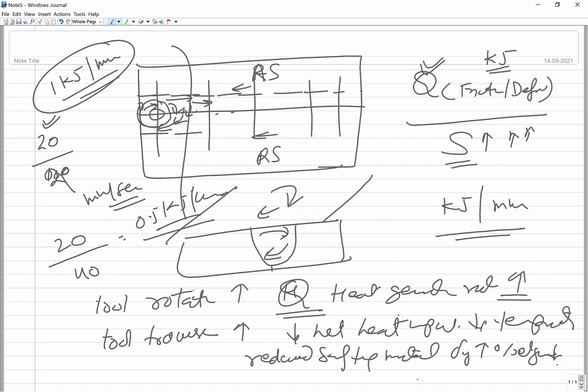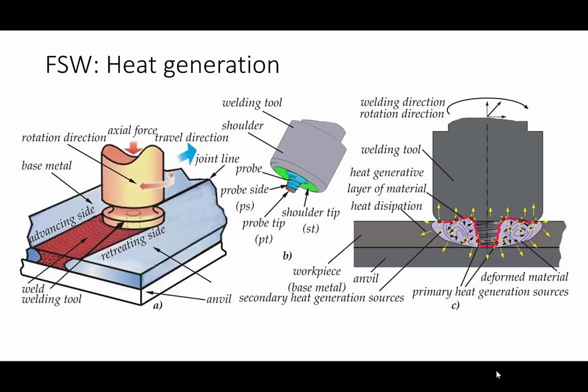So you need a very good combination of the tool rotational and traverse speed for developing a sound joint. In general, the simple thing is that tool rotational speed will be dictating the heat generation significantly, and increasing the tool rotational speed will increase the rate of heat generation. Similarly, the tool traverse speed or the welding speed will be dictating the net heat input which can be delivered after proper adjustment of the traverse speed.